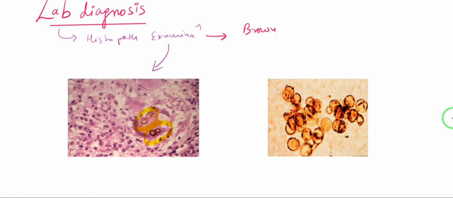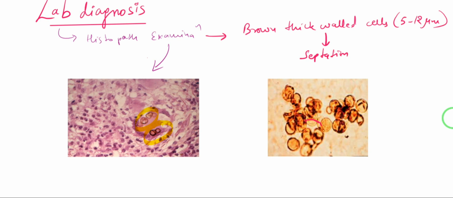We are going to see brown thick walled cells which are about 5 to 12 microns in size. We see these brown thick walled cells on histopathological examination, and they have septations, which you can see clearly in here. These are the septations. A lot of these penny like cells you are going to observe on histopathological examination, and they have a specific name. These brown thick walled cells with septations are known as sclerotic bodies.